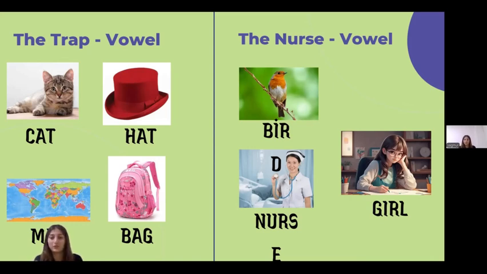The other one is the nurse vowel. The nurse vowel is a long vowel sound, like in the words bird, nurse, girl. It's called the nurse vowel in British English. When we pronounce it, our tongue stays in the middle of the mouth, and the lips are slightly rounded. Bird, girl, like that. So practicing these sounds also helps us sound more natural, I think, and clear in English pronunciation.